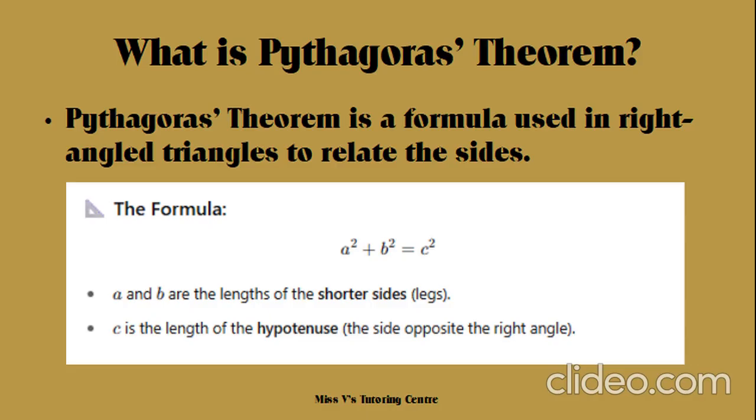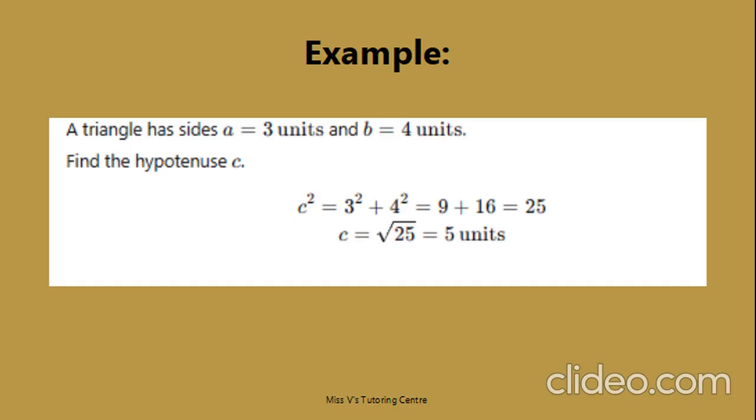And the formula is a squared plus b squared is equal to c squared, where a and b are the two shorter sides, and c is the longest side, called the hypotenuse, and the hypotenuse is opposite the right angle. So in simple terms, we square the lengths of the two shorter sides, meaning that we multiply each side by itself. That's how you square. And then you add those two answers together. Then you take the square root of that total and you have found the hypotenuse.